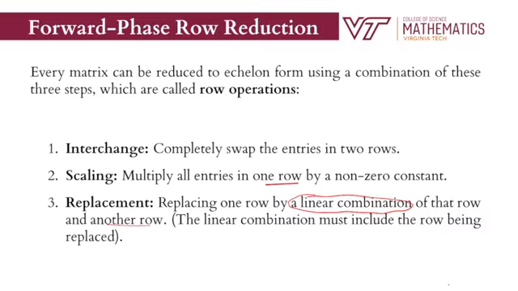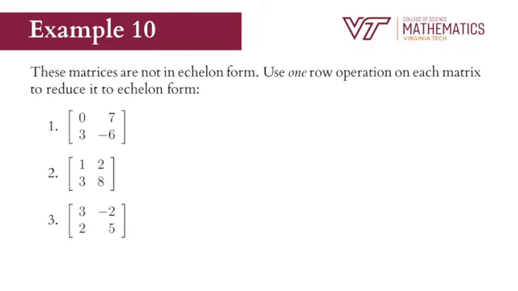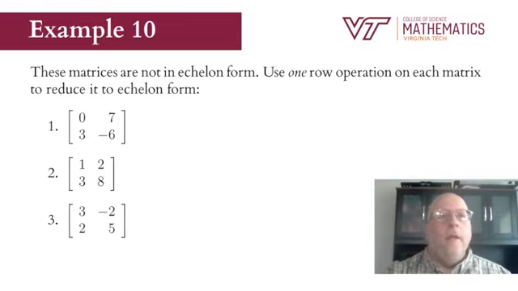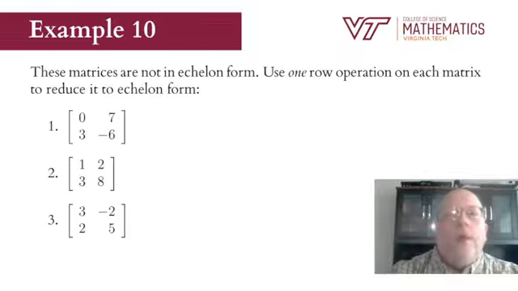So let's put these to use here. These matrices are not in echelon form. What we're going to do is we're going to do one operation on each matrix that will put it into echelon form. So see how this works. The first matrix. Why is the first matrix not in echelon form?